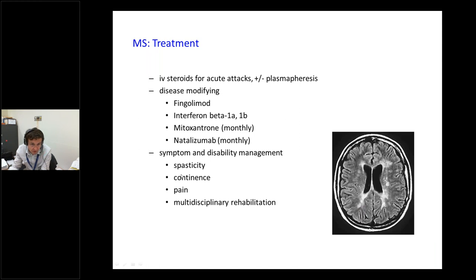Treatments are quite aggressive now, with disease modifying drugs. I don't know them all. There are immunosuppressant type strategies that can have other risks, or complications of immunosuppression. And then there's symptomatic management of spasticity, continence, pain, and the need for rehabilitation.